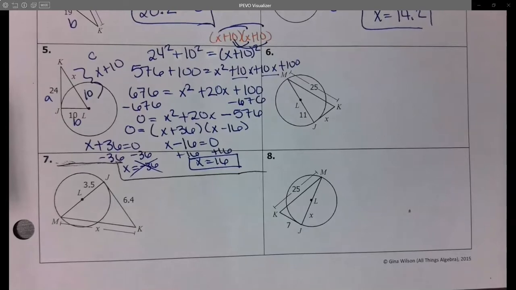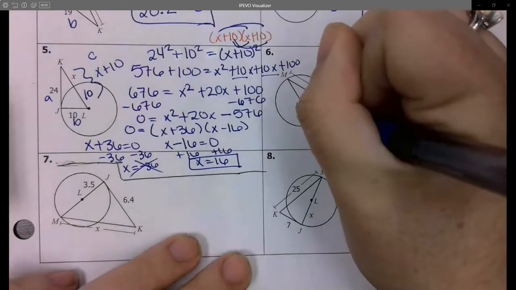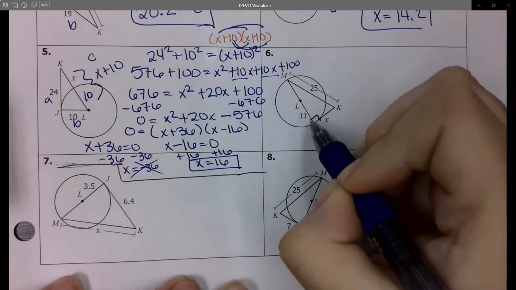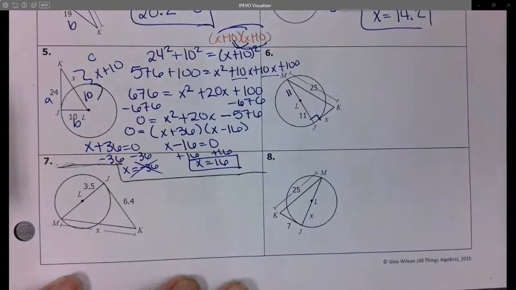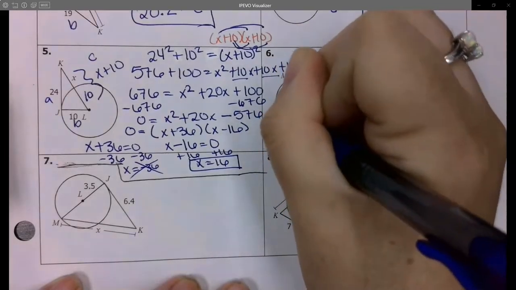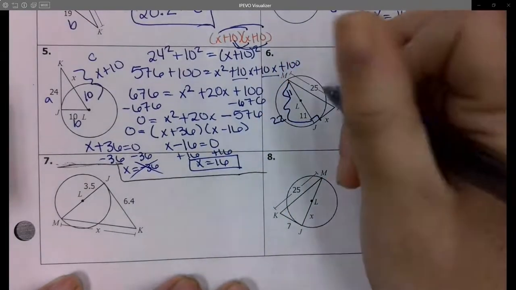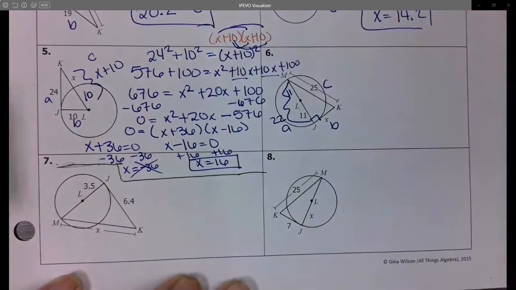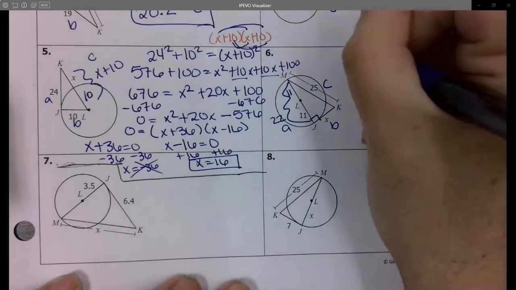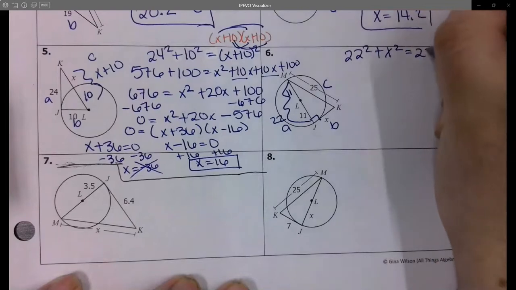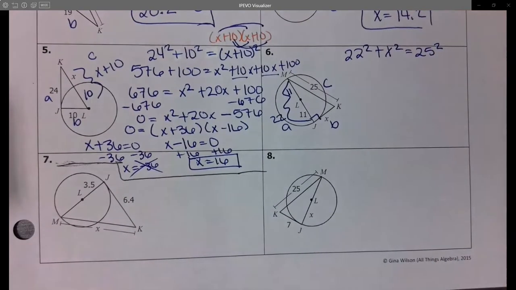Okay, so number 6, it gives me this triangle. On this picture, this is where my right angle is. So it tells me 11 is the length of this radius, which means this radius is also 11. This whole length, however, is going to be 22. 25 is my c value, and then a and b don't matter. So I'm going to have 22 squared plus x squared equals 25 squared.